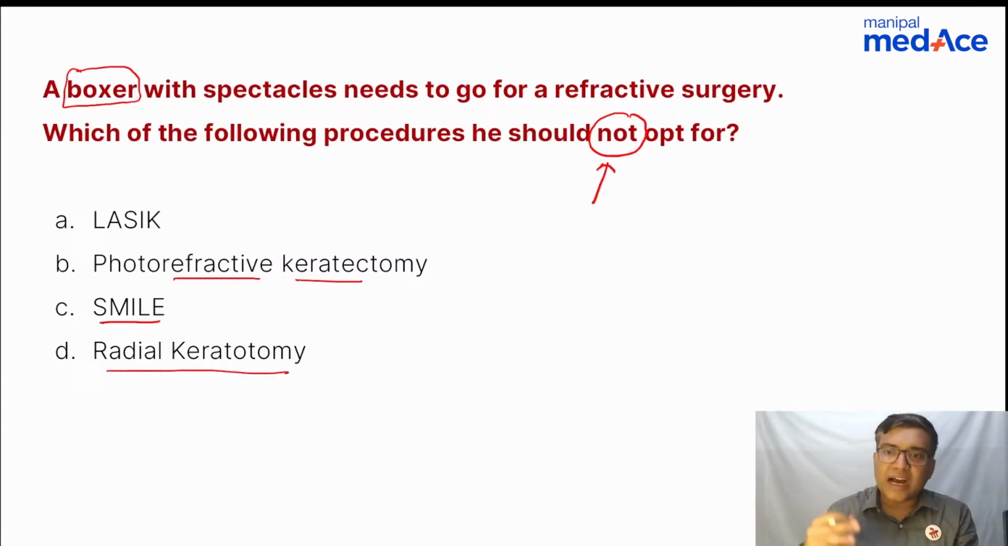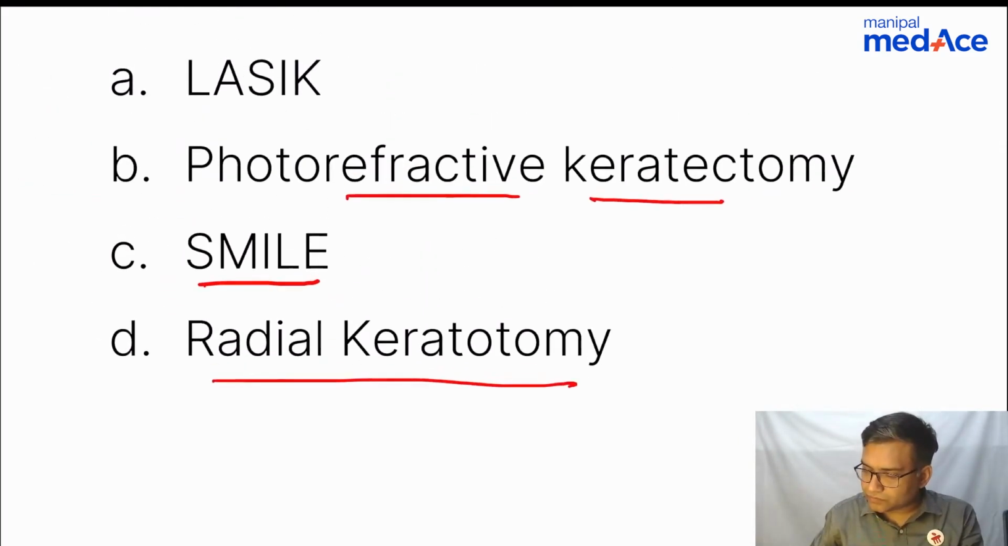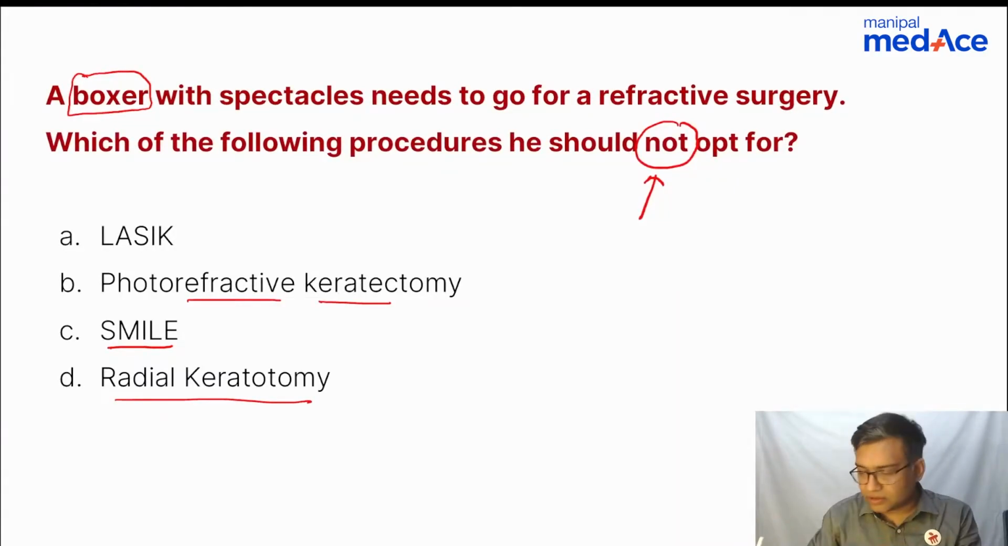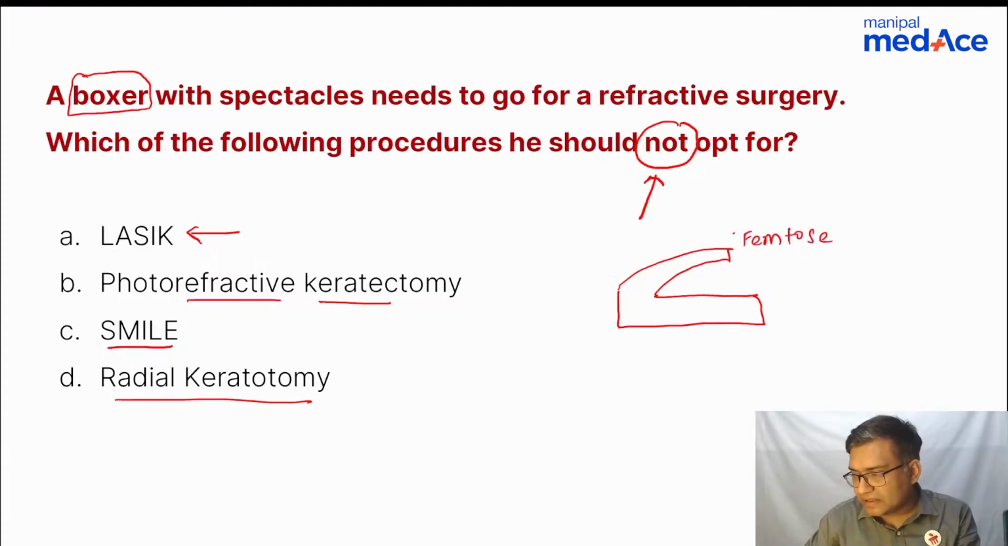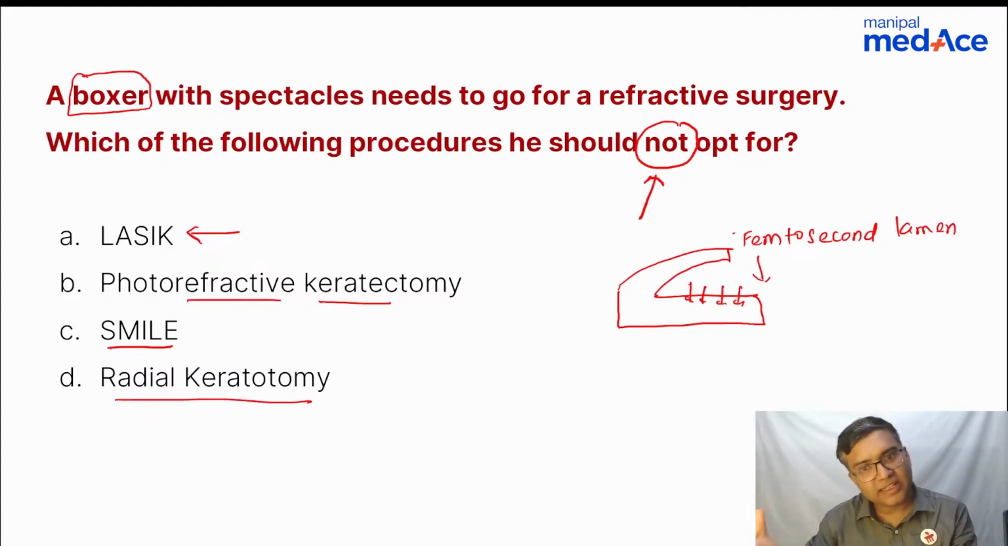Before I go to the answer of this question, it is important to know what these different types of surgeries are. First we discuss LASIK. In LASIK, you make a flap with a femtosecond laser or with the help of a metallic blade, and then you apply excimer laser on the stromal bed and then you reposit the flap again. This is called LASIK.